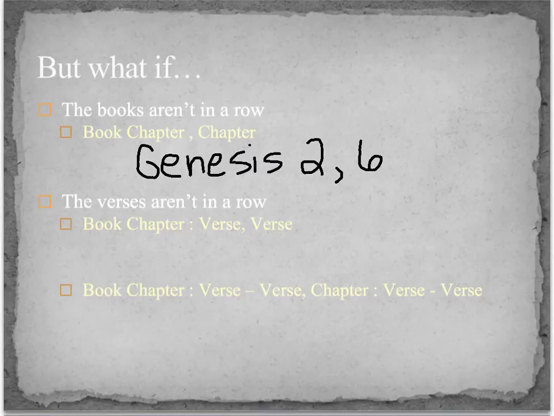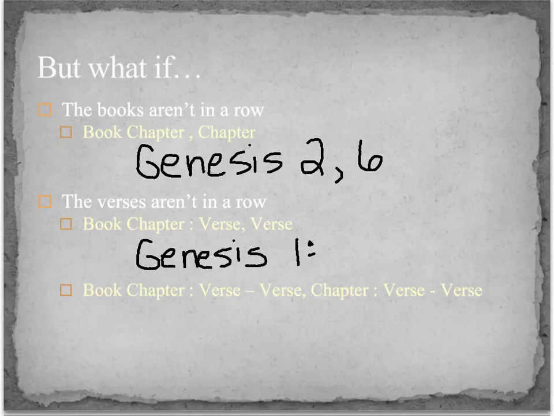If the verses aren't in a row, you're also going to use a comma, same thing. So let's say I'm reading in Genesis, that's my book, and I'm going to read chapter 1, but I only need to read verses 10 and 20. So 10, comma, 20. That tells me read chapter 1, verse 10, and chapter 1, verse 20.